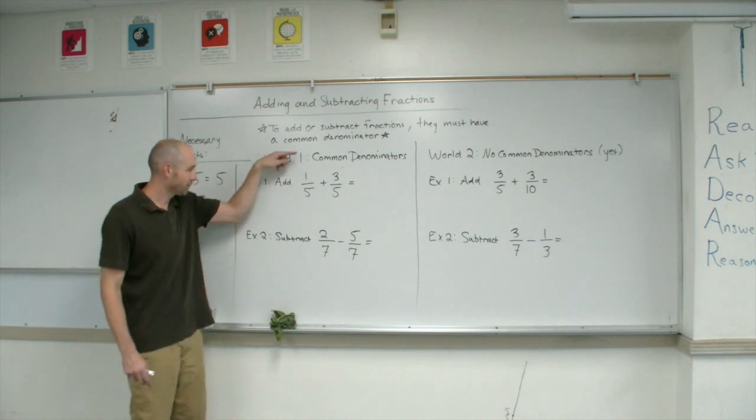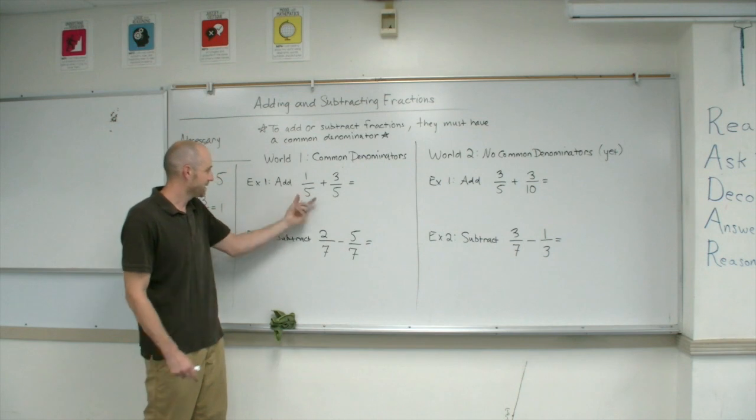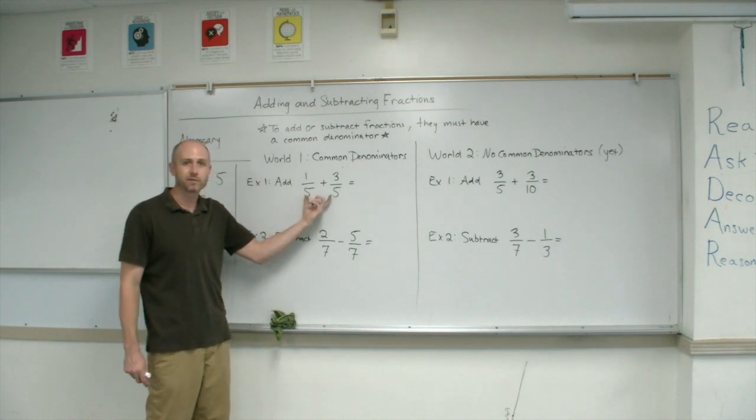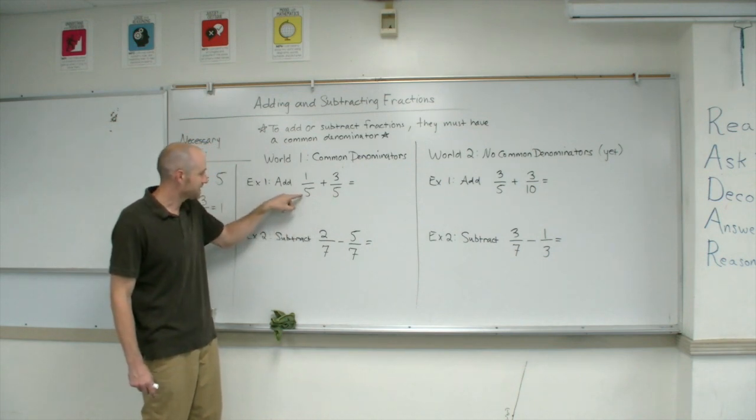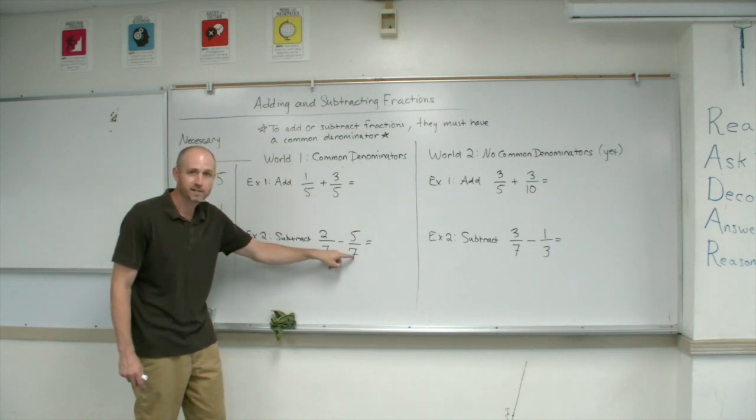Either in world one, where these fractions have a common denominator. You can see the denominator is the number that's in the bottom of the fraction. So you can see that these denominators are the same, 5 and 5. And these denominators are the same, 7 and 7.